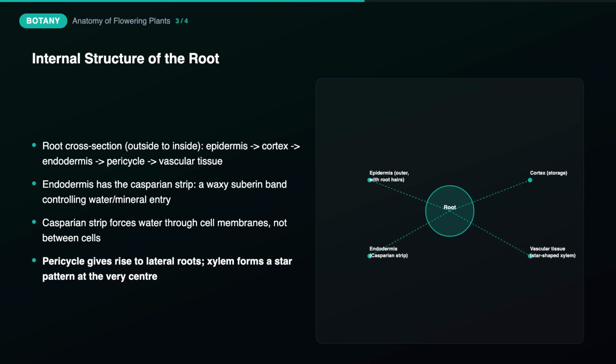Just inside the endodermis lies the pericycle, from which lateral roots originate, and at the very center lies the vascular tissue itself, with xylem, typically arranged in a star-shaped pattern, and phloem located between the arms of that star.